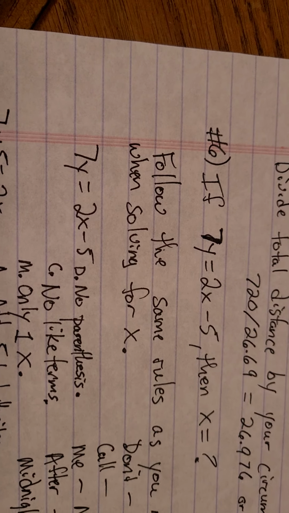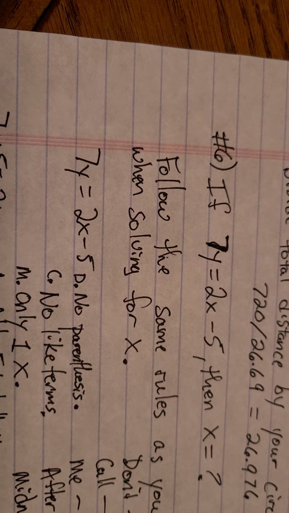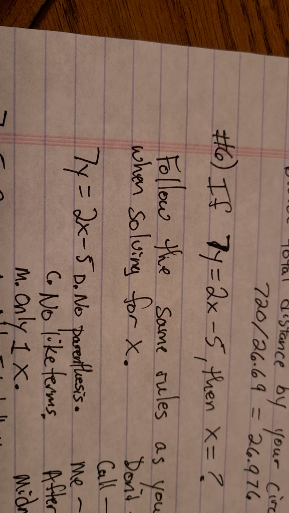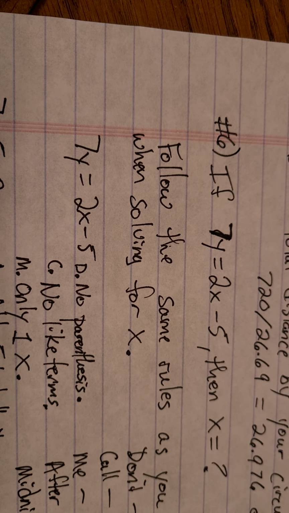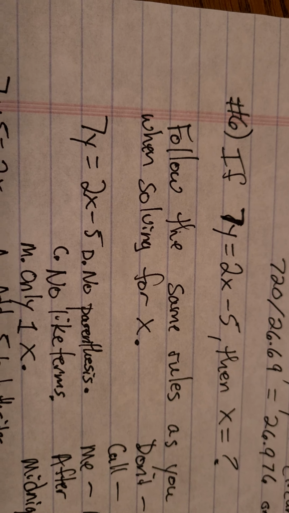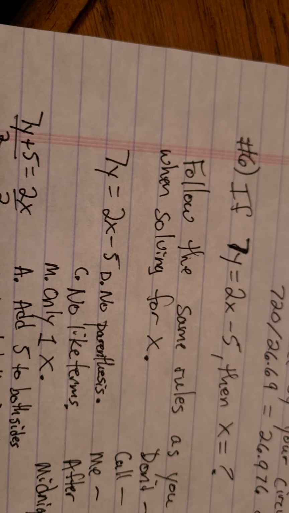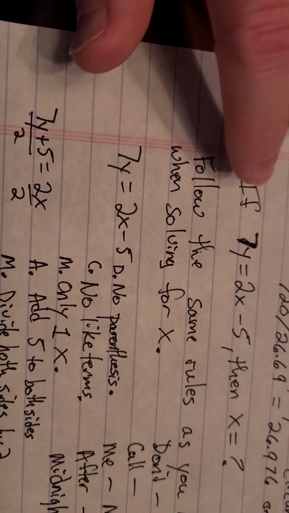So going back to the problem, we have 7y equals 2x minus 5. There's no parentheses, so we don't have to worry about distributing. There are no like terms, so we don't have to combine anything. There's only one x, so we don't have to move anything. So we get to skip down to step 4, which is add or subtract. In this case, we have a minus 5.